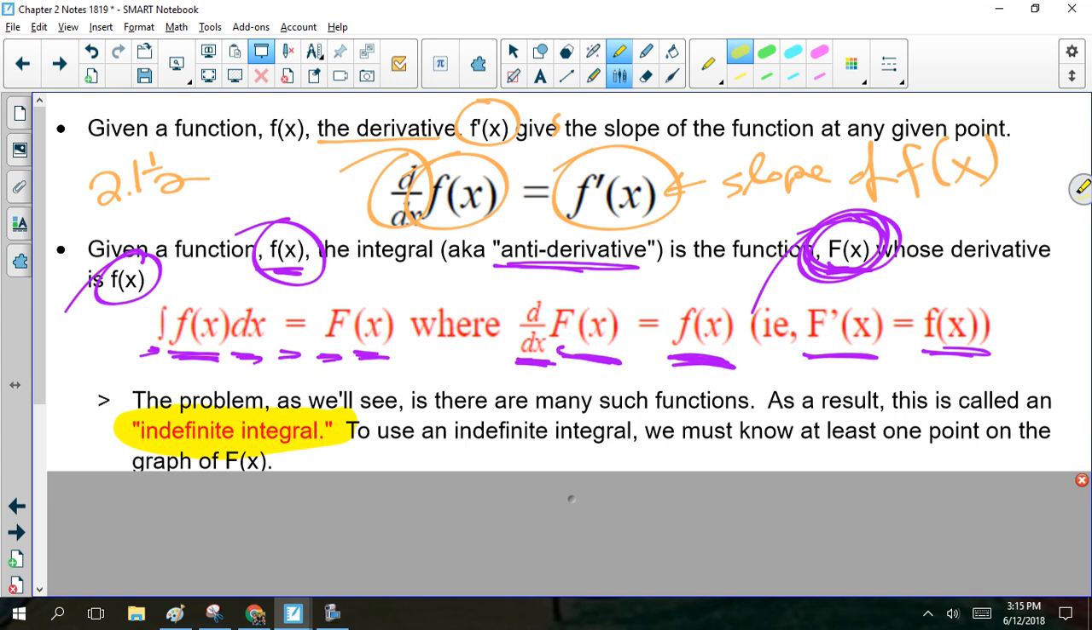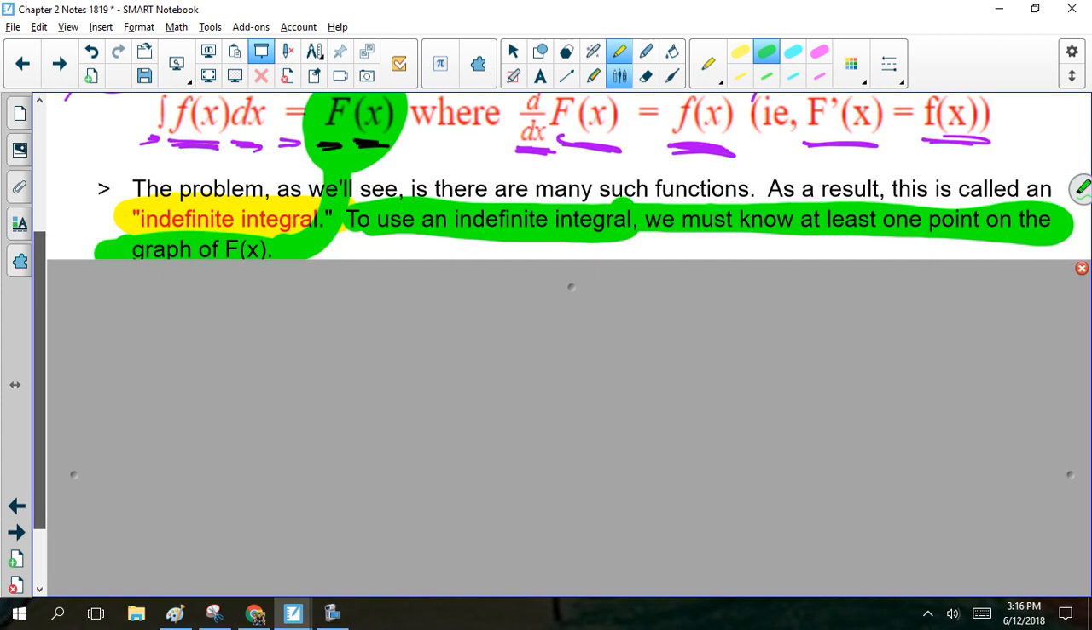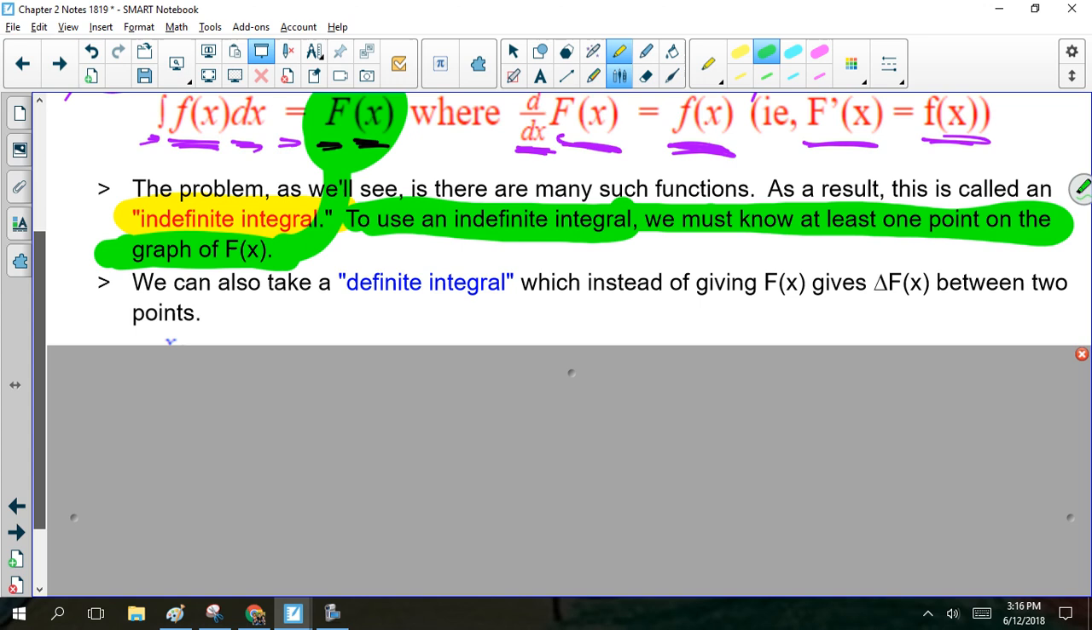So here, this is the super important thing. The only time, especially in physics, that you're going to use an indefinite integral is if you know at least one point on your capital F of x. You're going to take your integral, that's going to give you some new function, and then to figure out exactly what the function is, you have to know at least one point on that answer function.